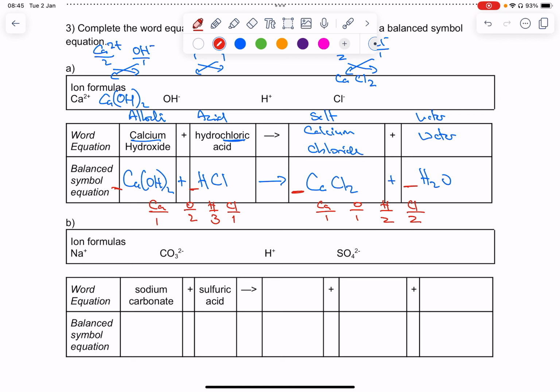And I can see that my hydrogens are going to be one of the problems, because here I've got 3 and this side I've only got 2. So what I'm going to do is I'm going to put a big number 2 in front of here, which gives me 2 lots of chlorine and 2 hydrogens there, 4 in total. Can I get the same on this side? I think I can. If I put a big 2 in front of that, that gives me 4 hydrogens and 2 oxygens. We now have a balanced equation.